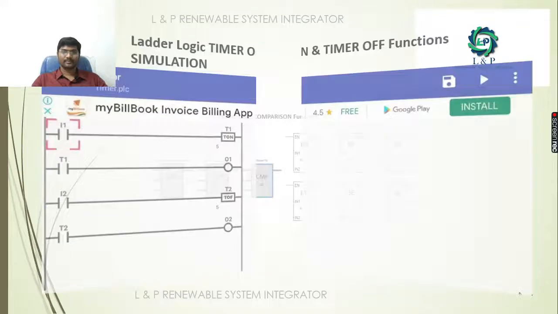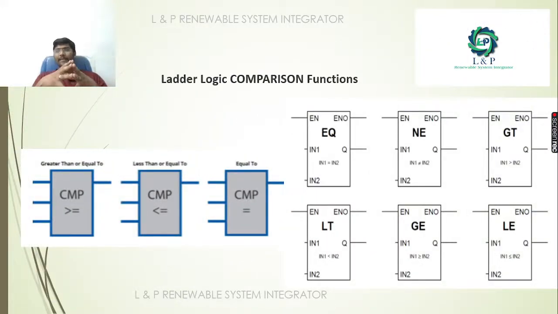If you go for the comparison functions, we have so many functions. The equal to function: if both the inputs are equal, then the output should be on. If input 1 is not equal to input 2, then we enable the output. Or if input 1 is greater than input 2, then only the output should be on. Or we can go for the less than concept: if input 1 is less than input 2, then the output should be on. With the help of these comparison functions, we can create the logic.